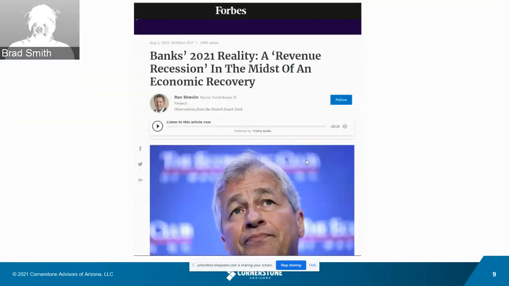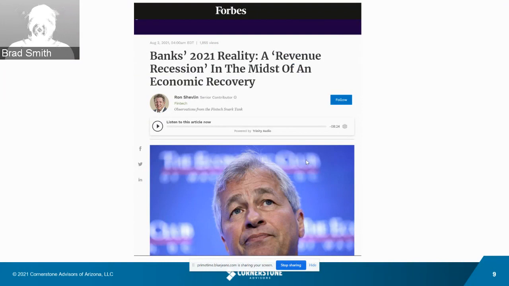But let me first start with just why are we talking about non-interest expense again? Most of us have been doing this long enough to know we kind of go in cycles. We focus on growth. We've been focusing on digital. We've been focused on margin, and now we're talking non-interest expense and efficiency ratio again.